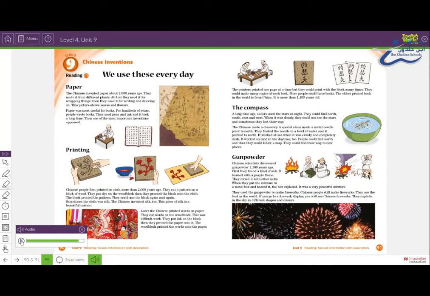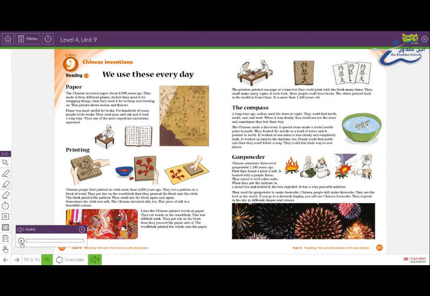They used the gunpowder to make fireworks. Chinese people still make fireworks. They are the best in the world. If you go to a firework display, you will see Chinese fireworks. They explode in the sky in different shapes and colors.